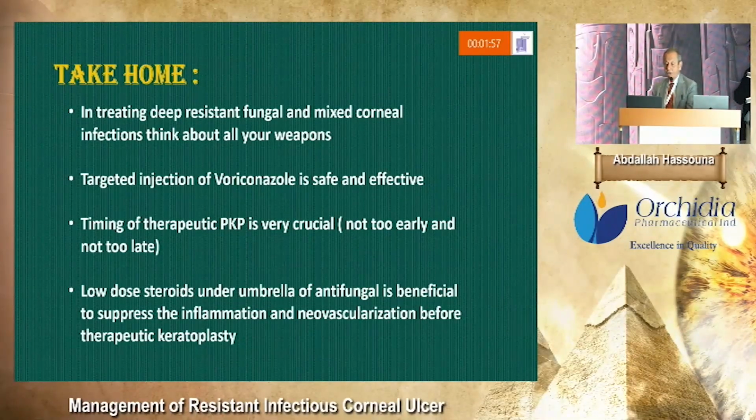So the take-home message is, in treating deep resistant fungal and mixed corneal infection like this young girl, think about all your weapons. Targeted injection of voriconazole is safe and effective, and the timing of therapeutic penetrating keratoplasty is very crucial. Not too early, so you won't have another infection in the graft, and not too late, so you won't have maximum vascularization and rejection. And low-dose steroids under the umbrella of antifungal is beneficial to suppress the inflammation and neovascularization before therapeutic keratoplasty.